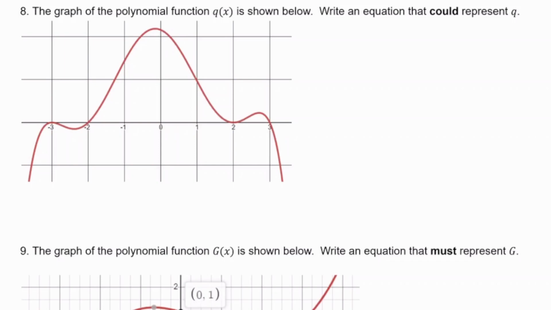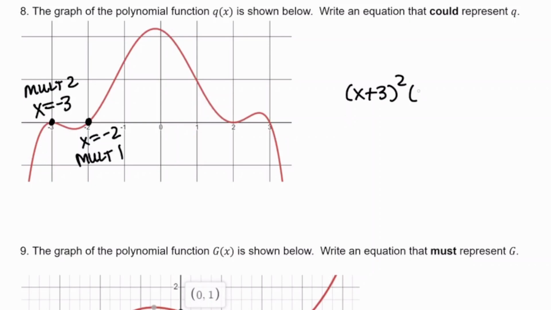All right, now the next one's got q of x. And kind of the same idea, write an equation that could represent q. So I'm just going to assume this is a double root, so x equals -3 multiplicity 2. And so that would give me an x minus -3 squared. Then I've got x equals -2. I'm going to assume, oh no, I'm not going to assume, I know that's a single root because the graph is passing through confidently. So that's going to be multiplicity 1. So x minus -2 to the first power.